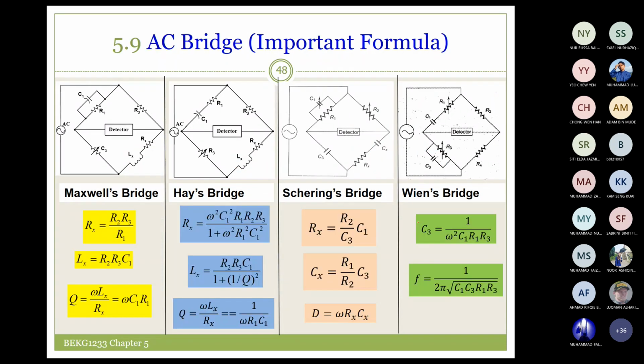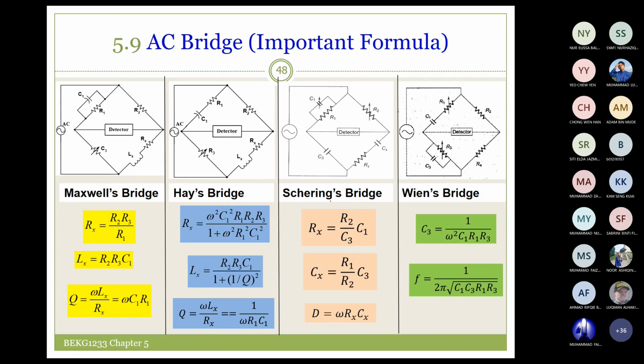And the important formulas for the AC bridge: for the Maxwell bridge, you have to know that Rx is equal to R2 R3 over R1, and Lx is equal to R2 R3 C1, while the Q is omega C1 R1. Same with the Hay bridge: you have to know the Rx and the Lx, and then you can find the value of Q.